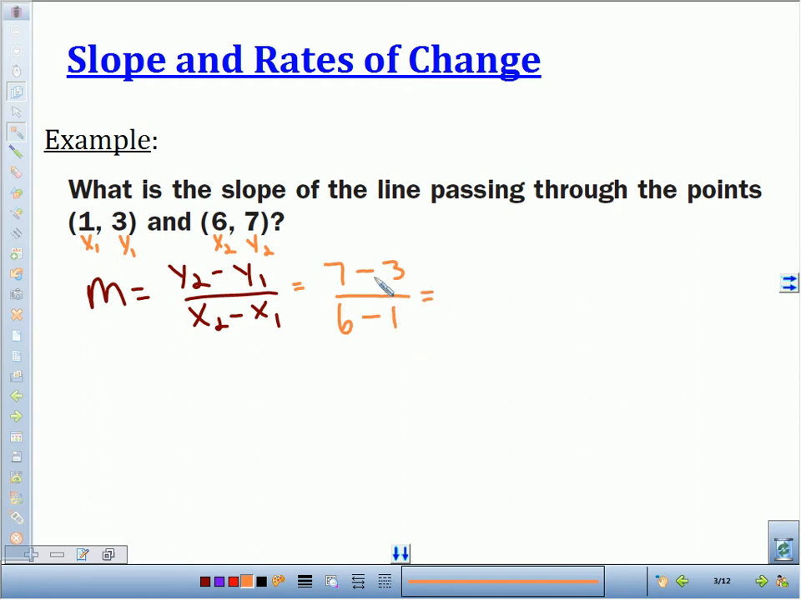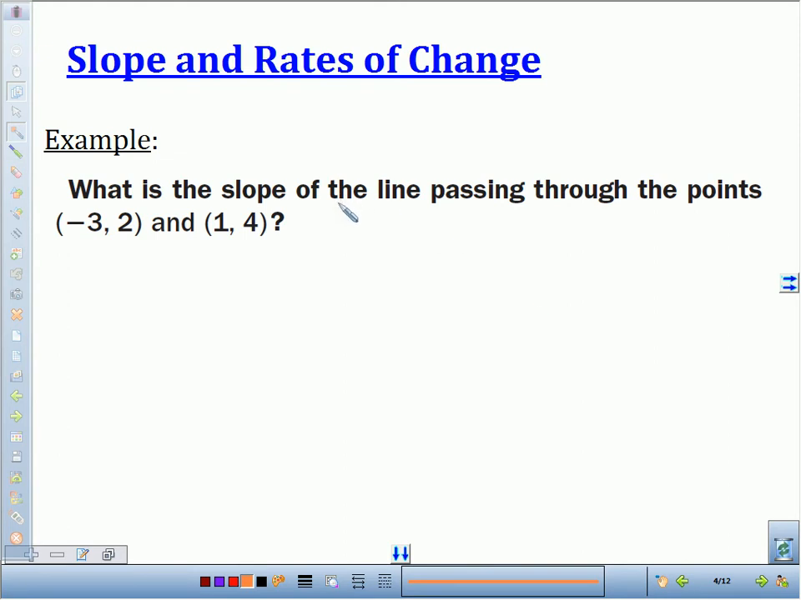We do a little simple arithmetic here. I've got 7 minus 3 on top is 4. 6 minus 1 on bottom is 5. I cannot simplify this fraction, so my answer will be that the slope of this line is 4 over 5.